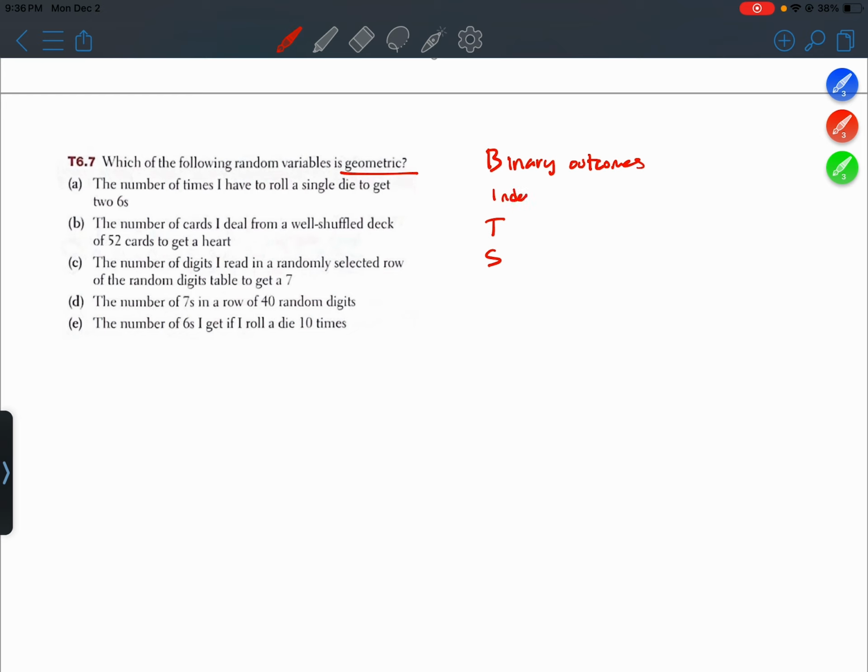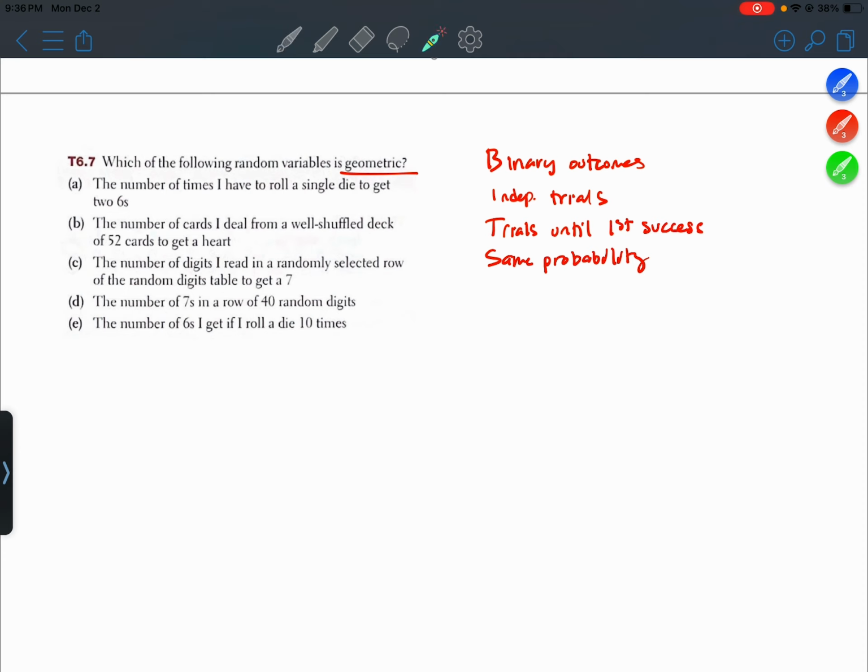I stands for independent trials. The outcome of one trial doesn't affect the outcome of another trial. They're unrelated. T stands for trials until first success. In other words, the thing that we are recording is the number of trials it takes to get that first success. And the S stands for same probability. On every trial, we need to have the same probability of success. It has to be constant.